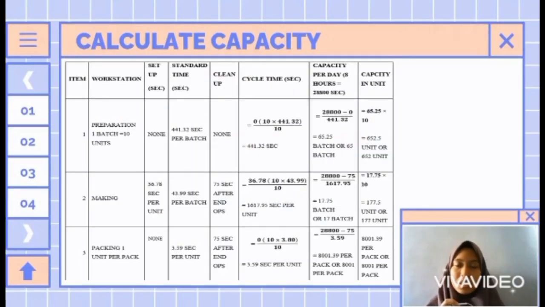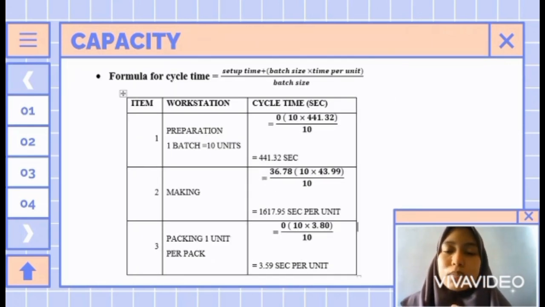Next, I will present the capacity for the roti gulung sardin. In this capacity part, we have calculated the cycle time, capacity for a day, and also capacity in unit for the roti gulung sardin. This is the capacity table that has been calculated. Before we calculate the capacity per day for roti gulung sardin, we need to calculate the cycle time first. The formula for cycle time is setup time plus batch size multiplied by time per unit. After that, we need to divide by batch size.